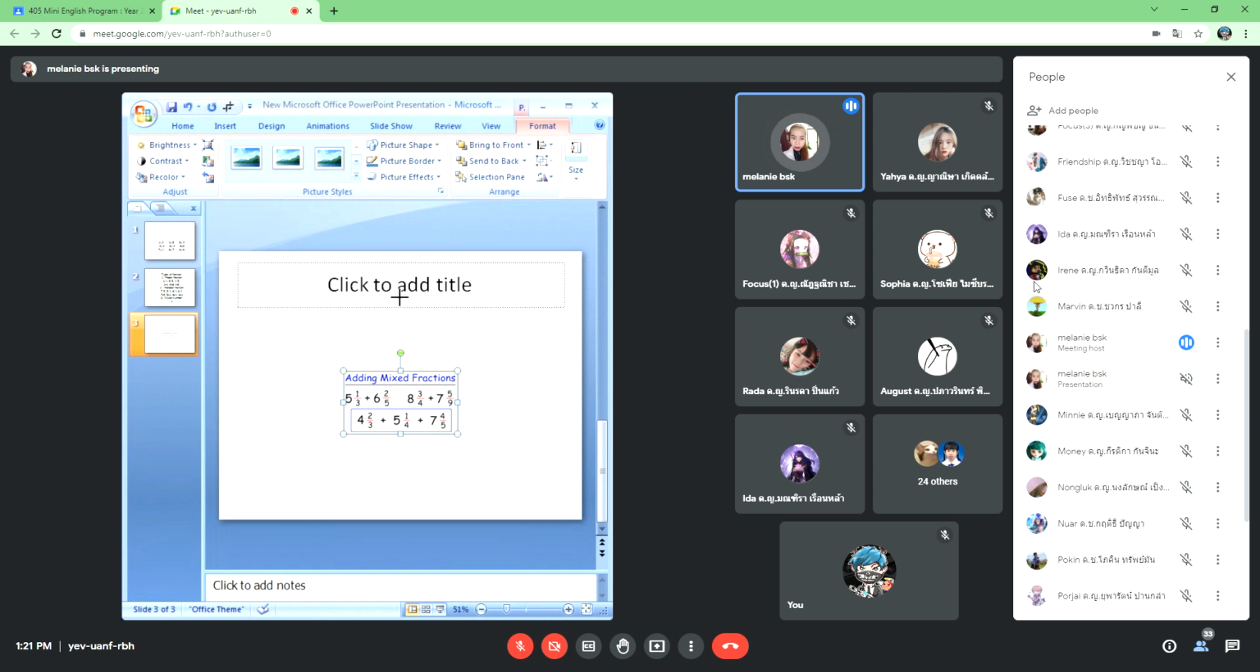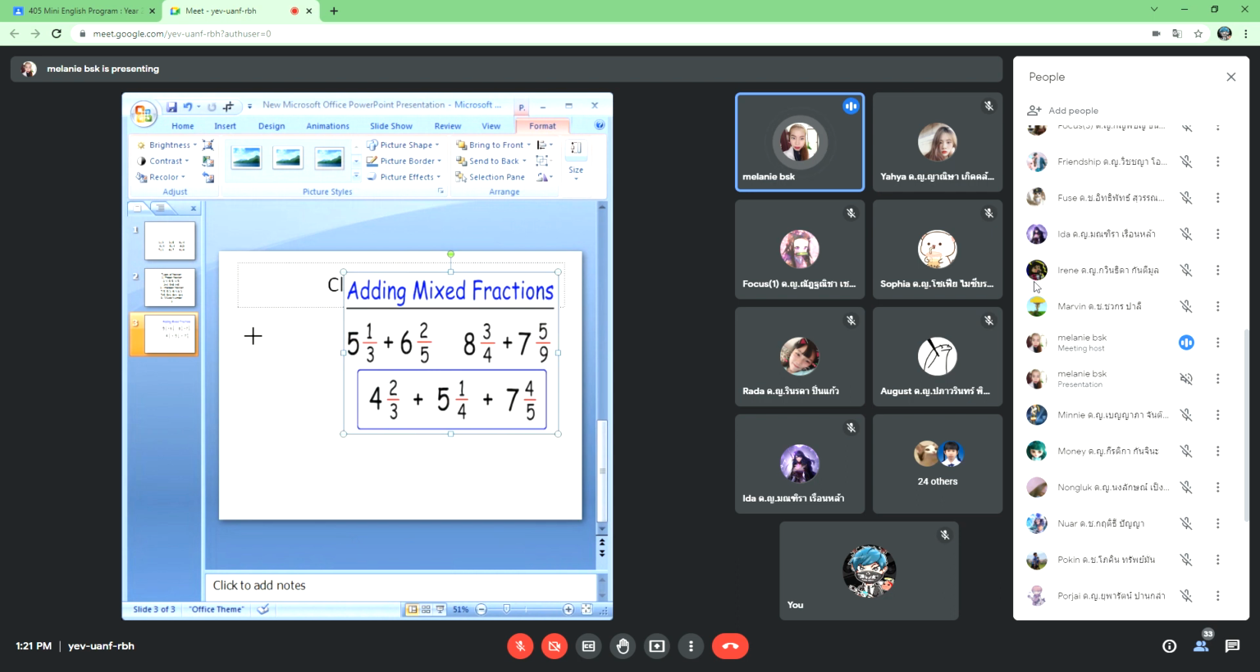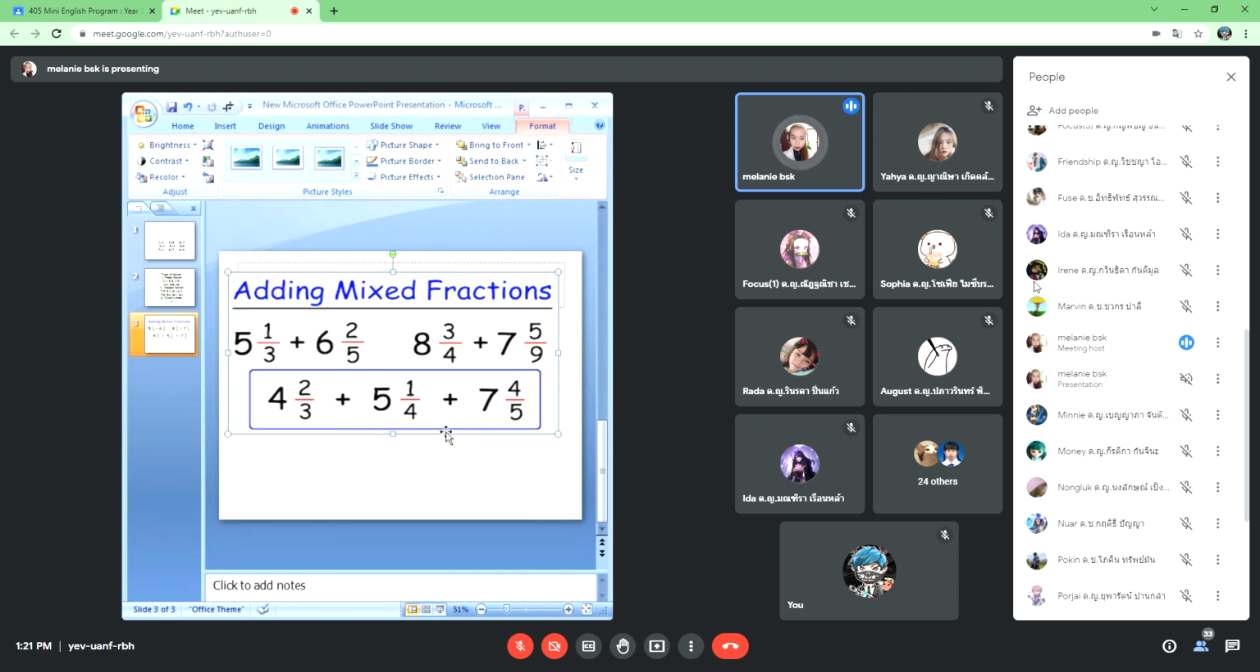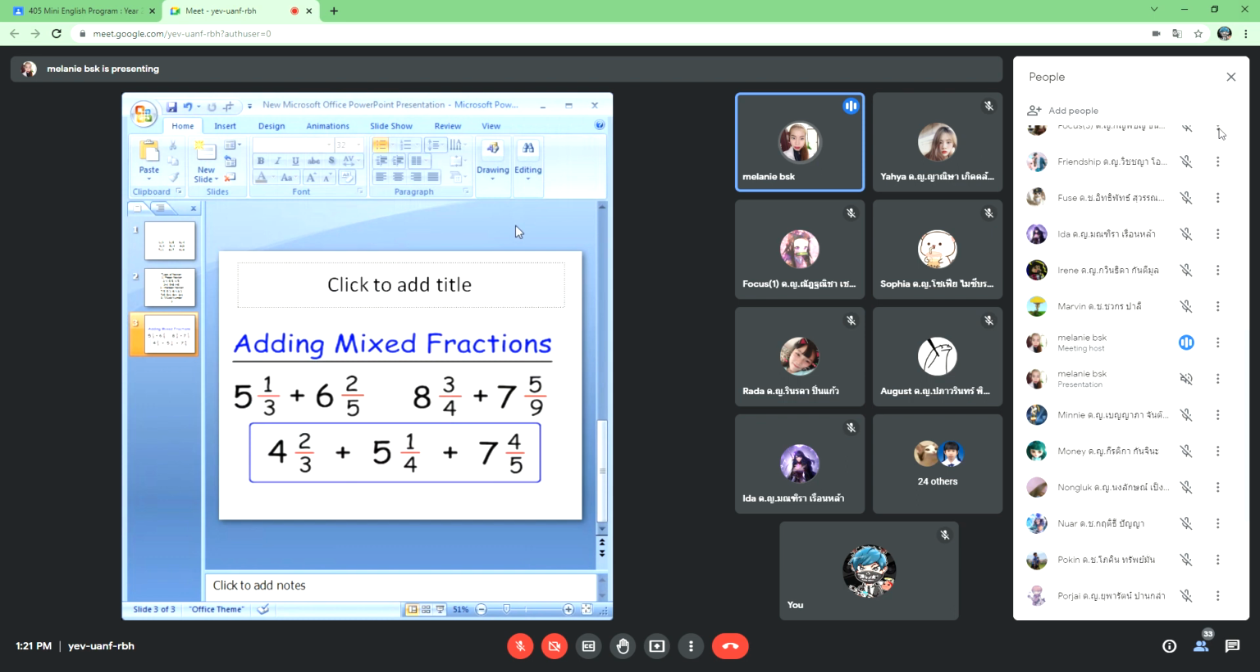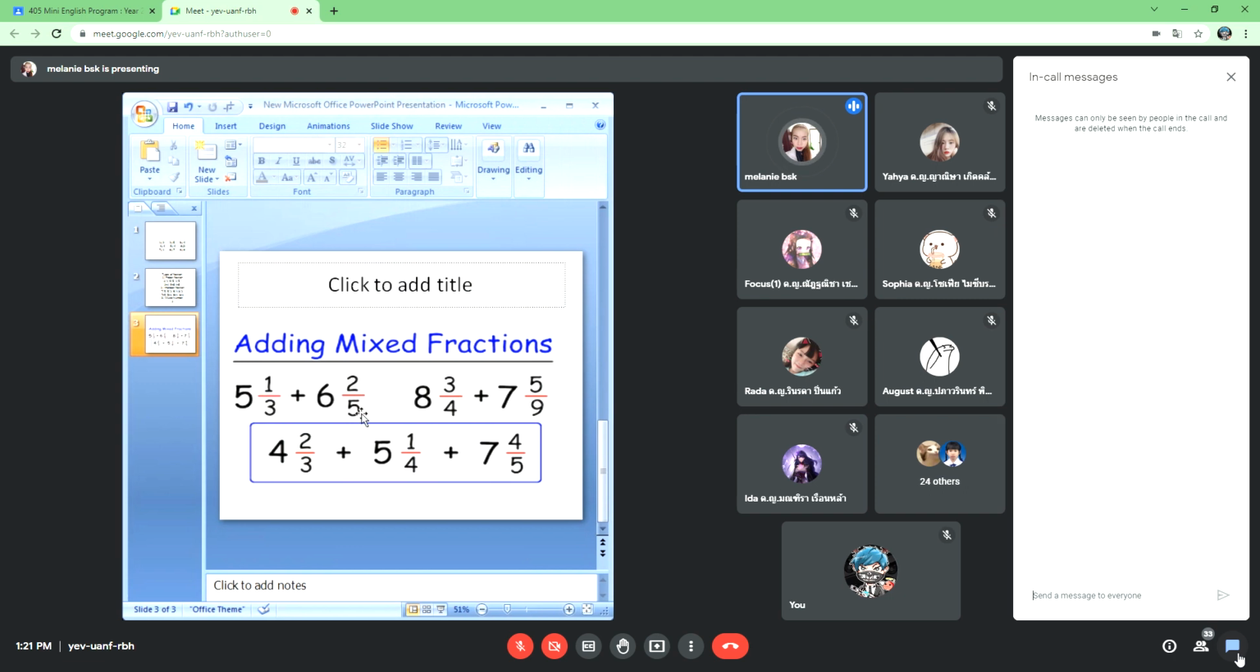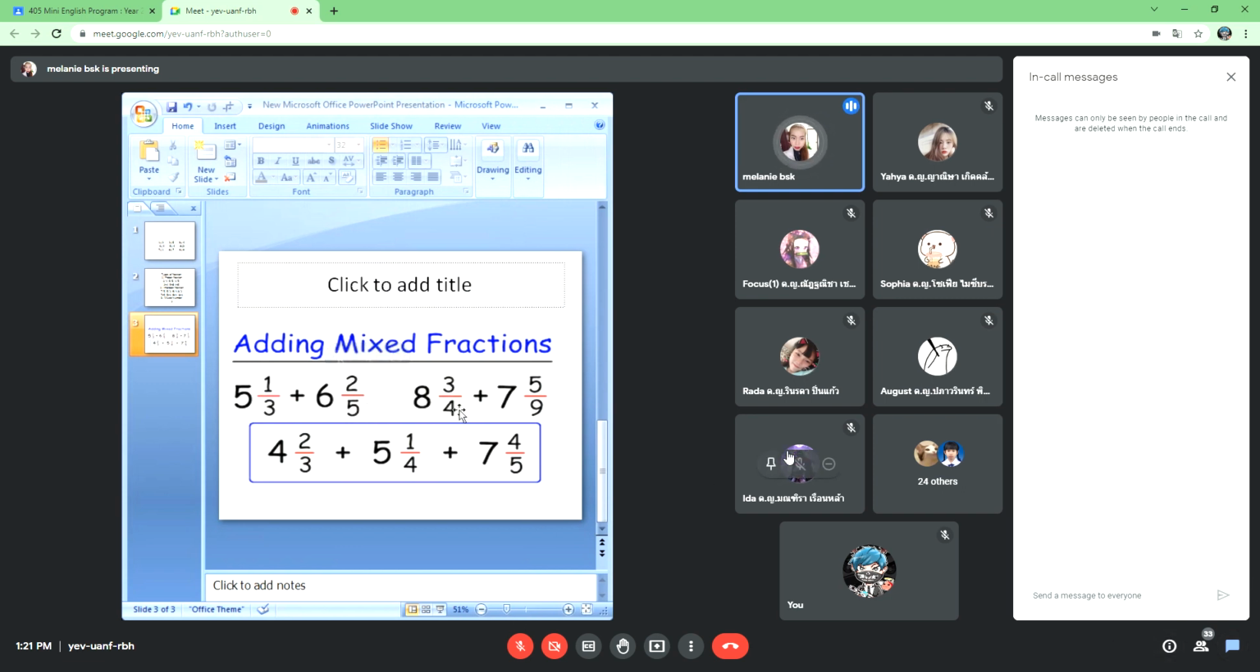Okay, so children, look at this one. These are mixed fractions. We say it is a mixed fraction if it is a combination of a whole number and a proper fraction. Can you see, children? So this one is 5 and 1/3, a mixed fraction. 6 and 2/5, mixed fraction. 8 and 3/4, mixed fraction. 7 and 5/9, it is a mixed fraction. We say it is a mixed fraction if we have the whole number and a proper fraction.